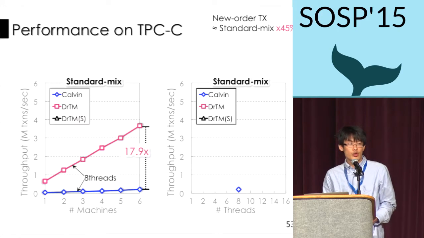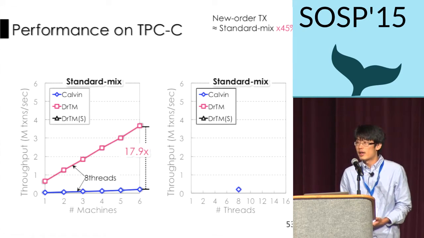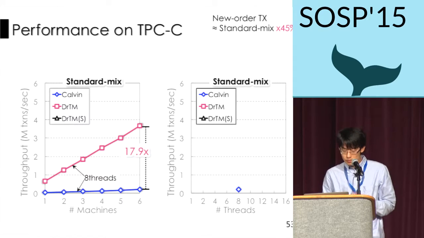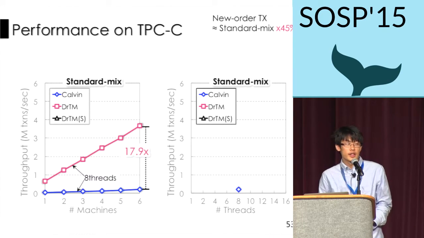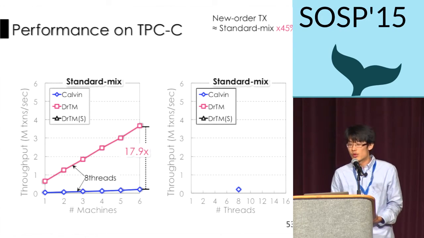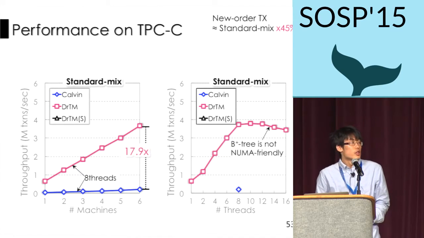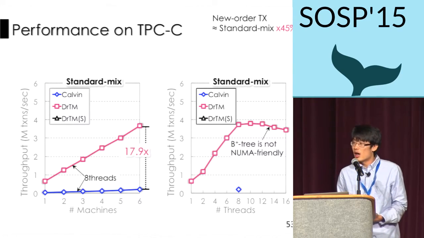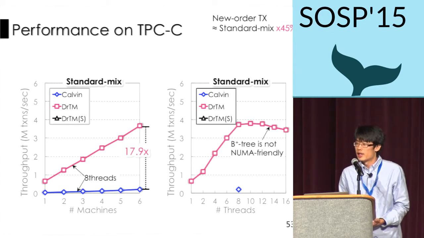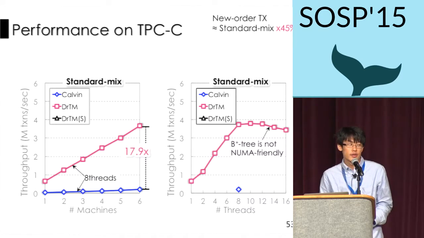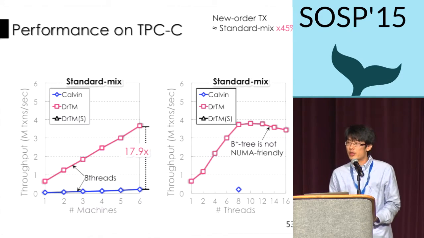In the right figure, we show how throughput changes when we add more worker threads to each machine. We use 6 machines for this test, and we do not compare Calvin in this evaluation since it is hard-coded to use 8 worker threads. As we can see, DrTM can scale up to 8 cores. The reason for the performance drop when there are more than 8 worker threads is that there will be cross-socket accesses, since currently our memory store is not NUMA-friendly.